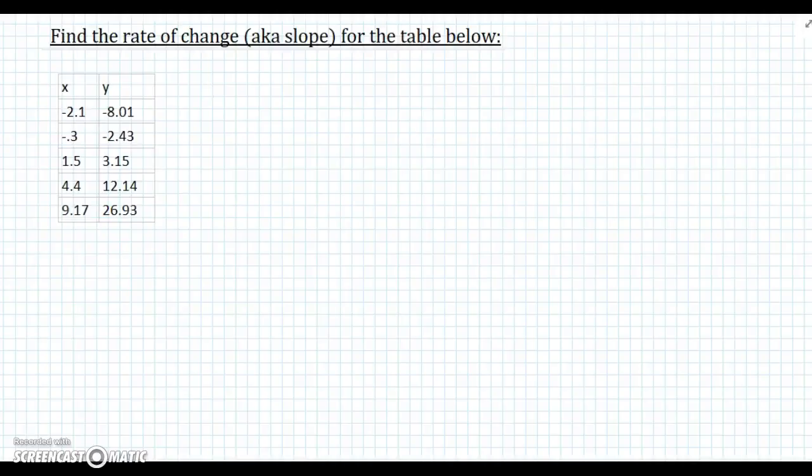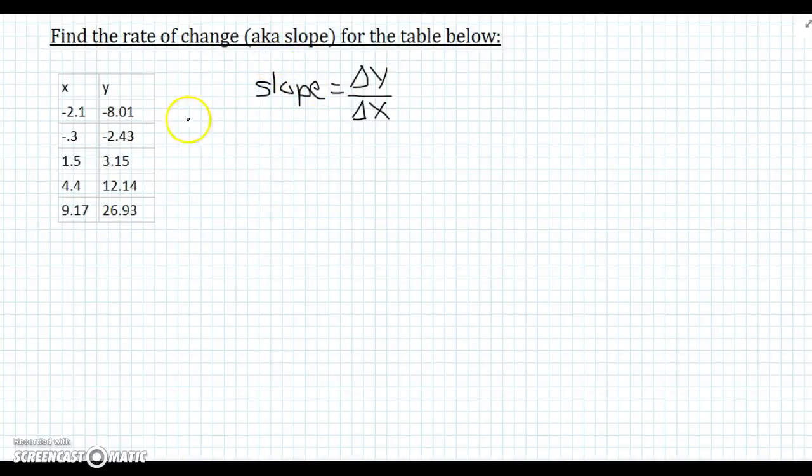Okay, so let's talk about how to find rate of change or slope for a table below. The rate of change and slope basically mean the same thing. So in math, a great place to start on a lot of calculations like this is to start with the definition. Slope means it's the change in y divided by the change in x between 2 points. This is just math shorthand, that triangle there, for change in.